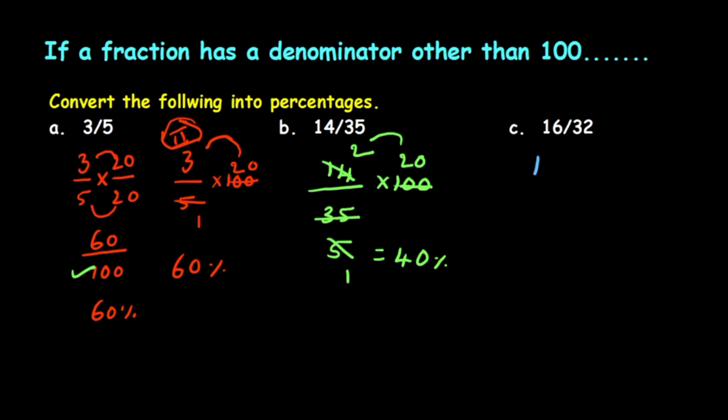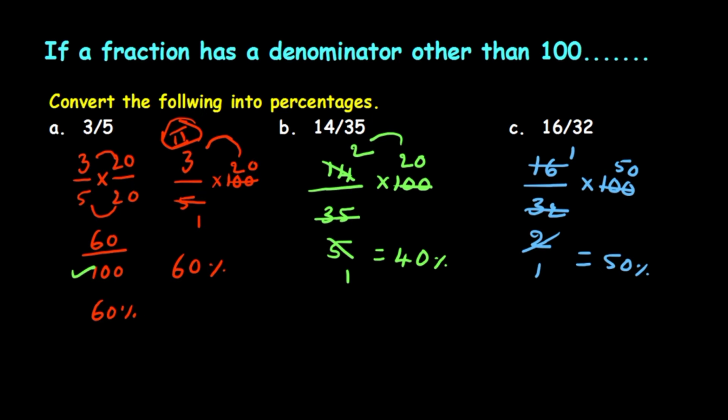And the next one is 16 by 32. So how do we write this? 16 by 32 into 100. Yes, 16 ones and 16 twos are 32. 2 ones and 2 fifties, 2 fives are 10 and keep a 0 here, so 50. So 50% is the answer for this question, right? So this is a model. So when should we use this model?